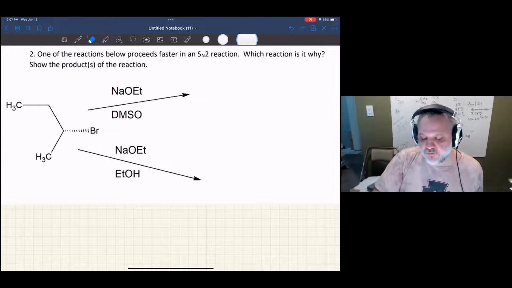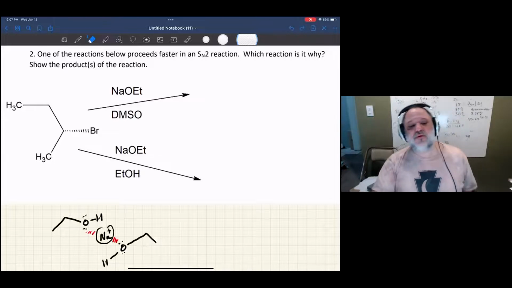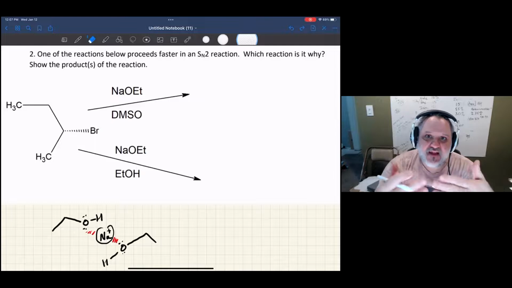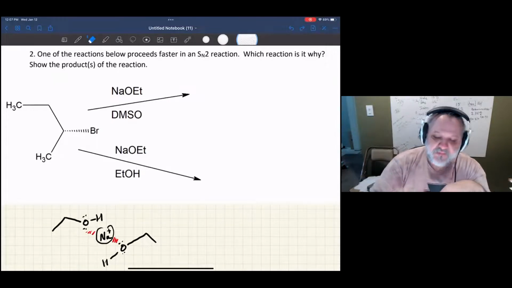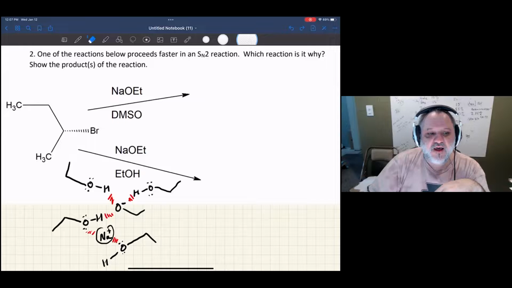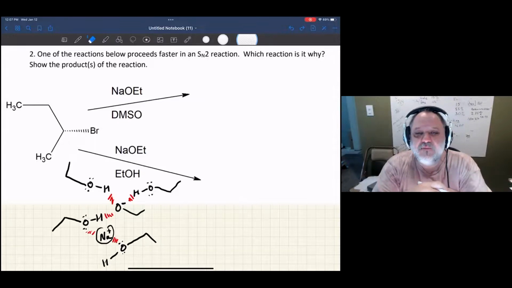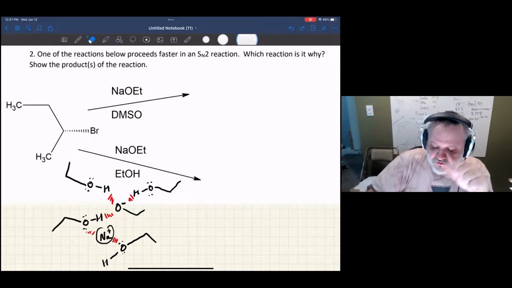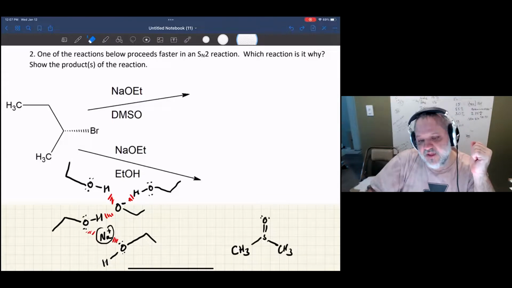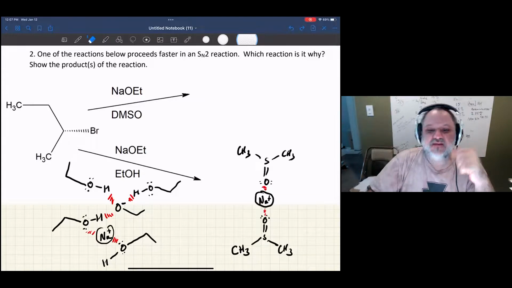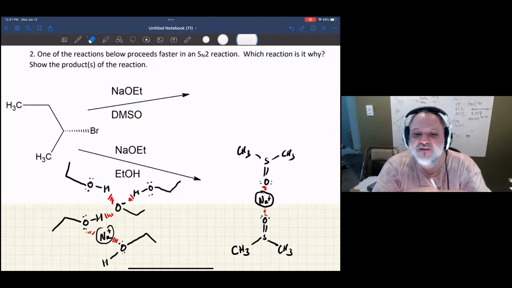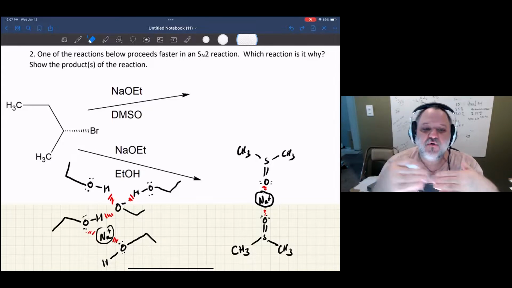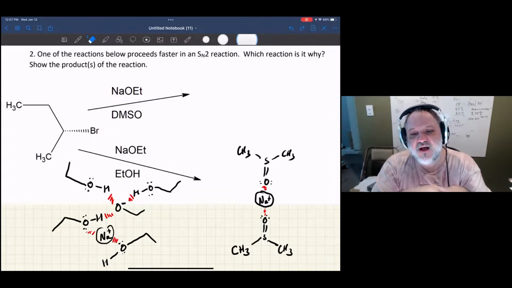What's up with the polar protic solvent? Well, the polar protic solvent has electrons on the oxygen and they can stabilize the sodium ion, but they also have hydrogens, protons, and those protons can stabilize the negative charge of the ethoxide ion. Alternatively, for DMSO, it can only stabilize the sodium ion, but it can't stabilize the ethoxide because there's no protons in order to interact with the negatively charged oxygen.